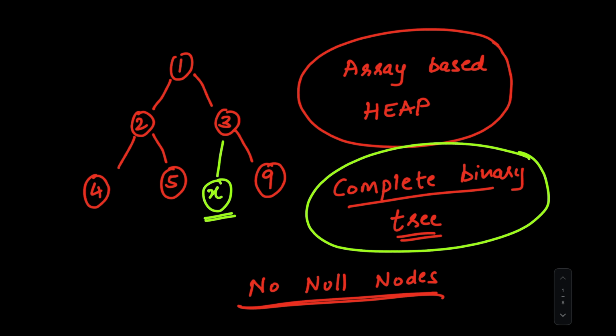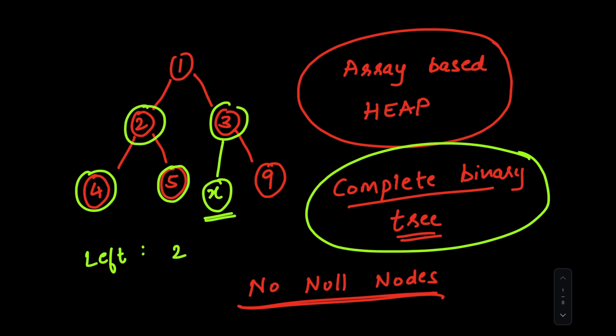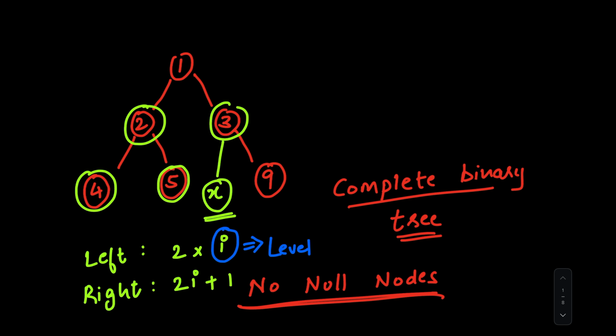In a complete binary tree, we can easily calculate the index of each node using a formula. For the left node, it is 2i, where i is the index of the parent node, and for the right node, it is 2i plus 1. Once we know the index of each node, we can easily calculate the width at each level, which is going to be the difference between the leftmost and the rightmost. Let's do a quick dry run here.